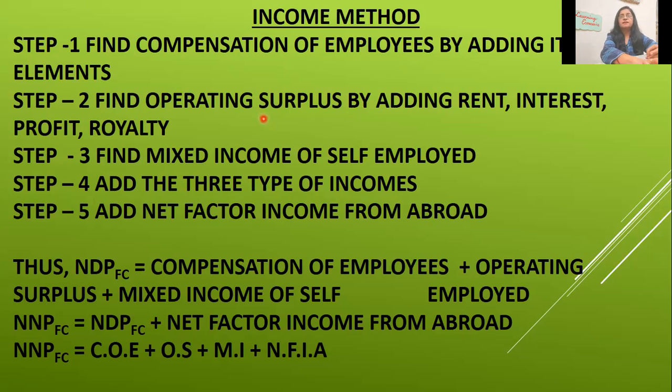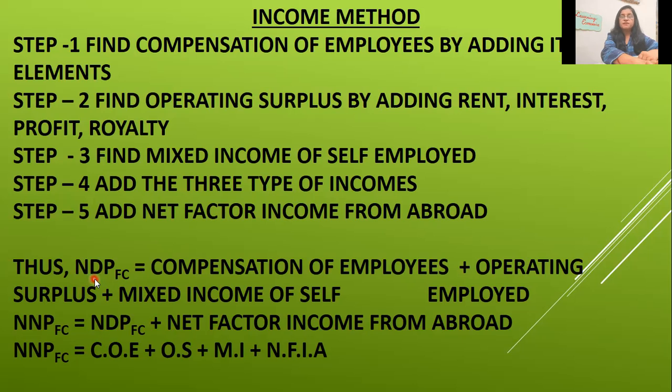It is very easy: if you want to find operating surplus, you have to add only four things: rent, interest, profit, and royalty. And if profit is not given, then in place of that, we have to add corporate tax, dividend, and undistributed profit. Third is find mixed income. Mixed income will be given as it is. Fourth, we have to add all the three incomes, meaning compensation of employees, operating surplus, and mixed income of self-employed. If we add these three incomes, we get NDPFC.